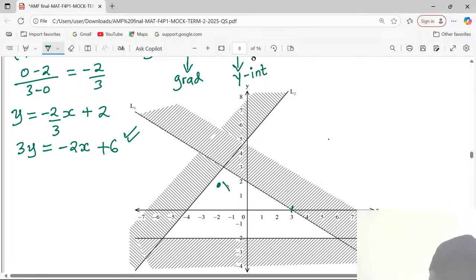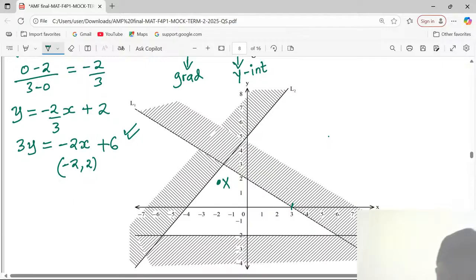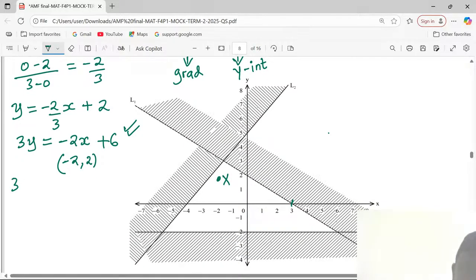A coordinate, for example, this is coordinate negative 2, 2. I've identified a coordinate, and we will use it for all the lines. Negative 2, 2. Then this coordinate, we shall replace it in the line that we are having, so that we may see the left-hand side and the right-hand side. How do they relate? So 3y, we write 3. According to the coordinate, y is 2.